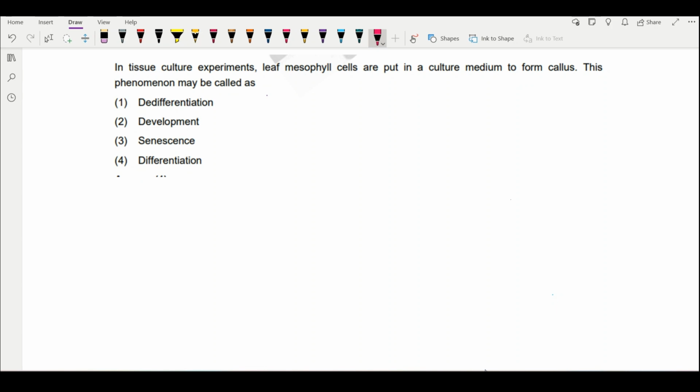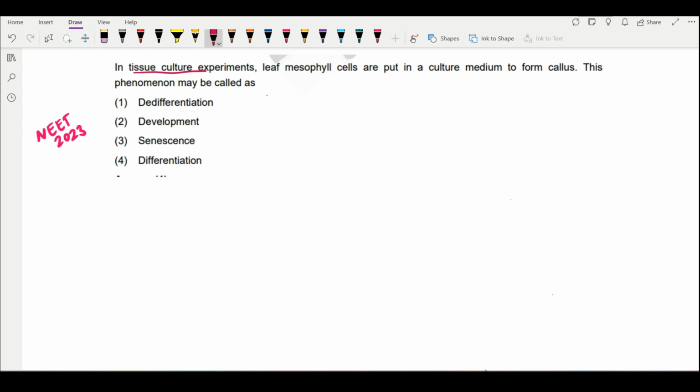Let us discuss a question asked in NEET 2023 paper. Let's read the question. In tissue culture experiments, leaf mesophyll cells are put in a culture medium to form callus. This phenomenon may be called as dedifferentiation, development, senescence, differentiation. Before solving the question, let's understand the question.